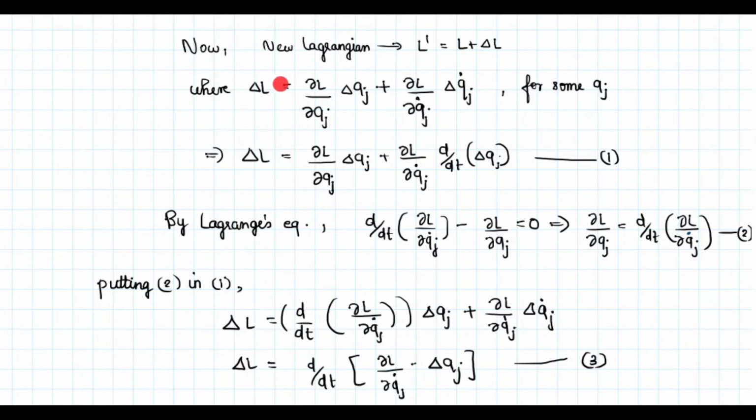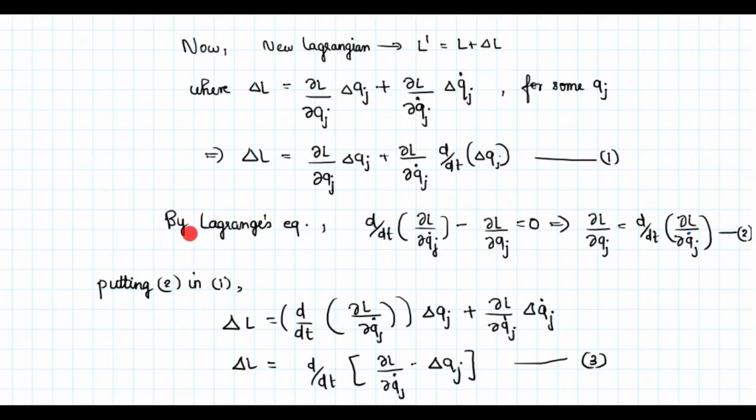You know that L is a function of q, q dot and t. And for the moment, we assume that L does not depend on t explicitly. So we can write delta L as ∂L/∂qj into delta qj plus ∂L/∂qj dot into delta qj dot, for some qj. So what about this delta qj dot? Delta qj dot is nothing but d by dt of delta qj. We mark this as equation number 1.